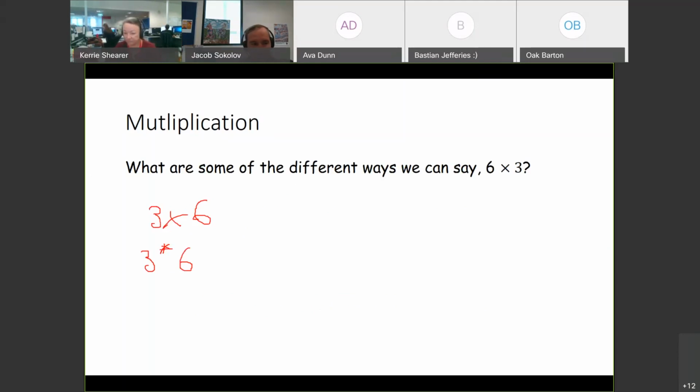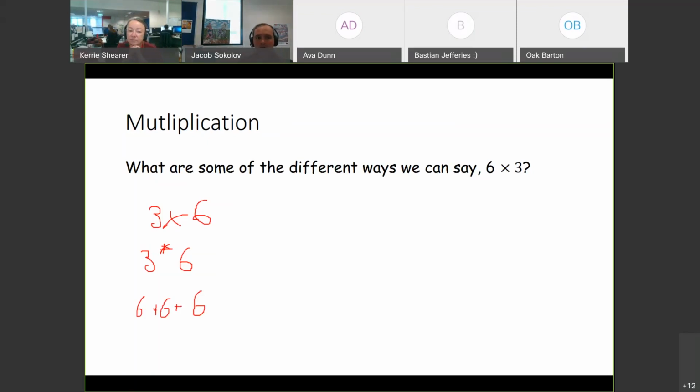Kerry did 6 plus 6 plus 6. 6 equals 6 equals 6, I don't think that makes sense. Oh, if I had 6 oranges and someone gave me triple the amount I already have, I would have 18. 18 divided by 3 equals 6.